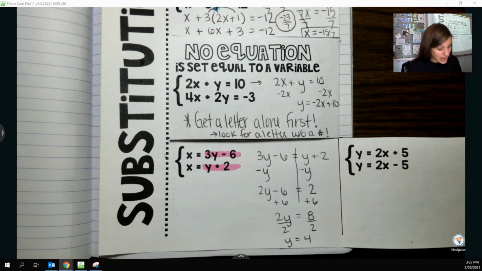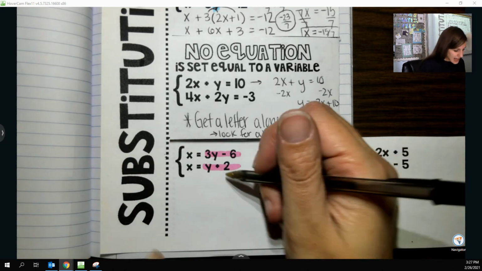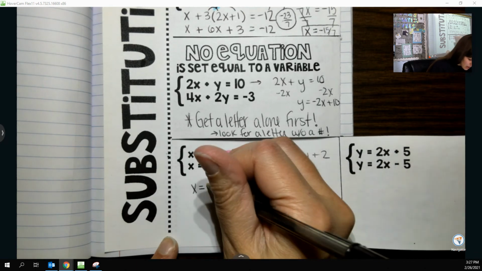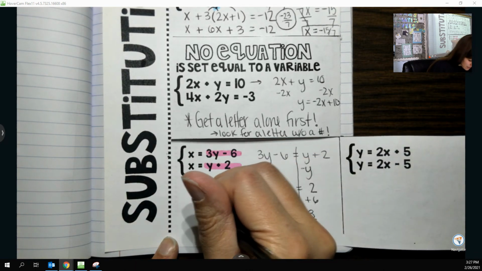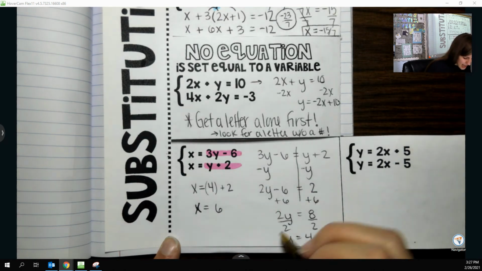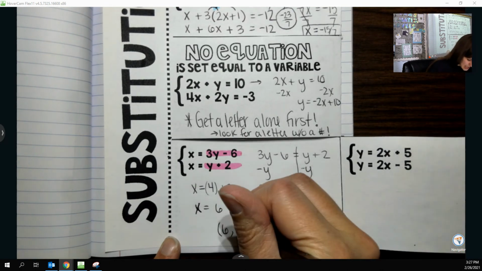Then I got to figure out what x is. And I can pick either one of these because they're both equal to x. And that bottom one just looks a little easier. So in place of y, I'll put 4 plus 2. Means that x is 6. Sorry, that was a weird x. And so these two lines also cross one time at 6, comma 4.